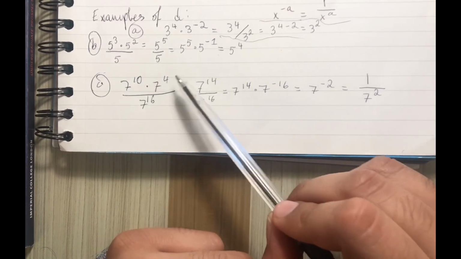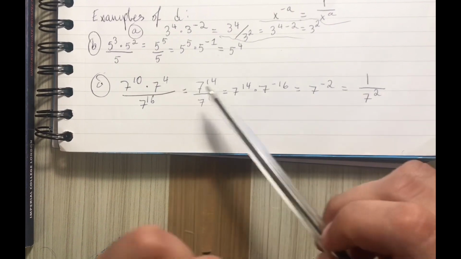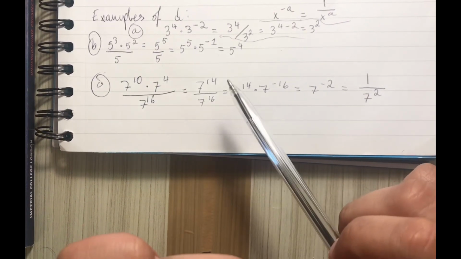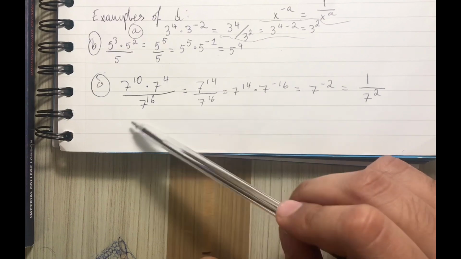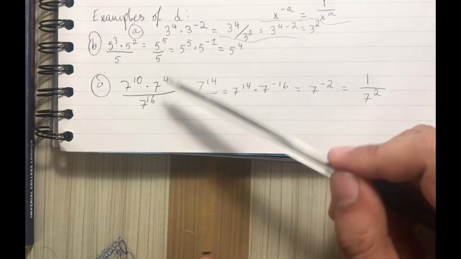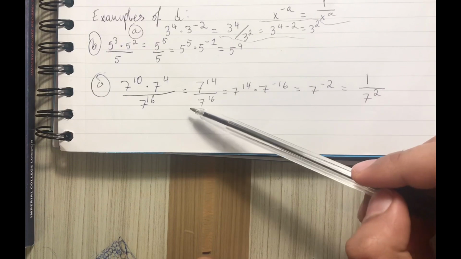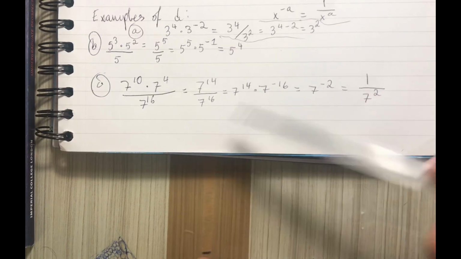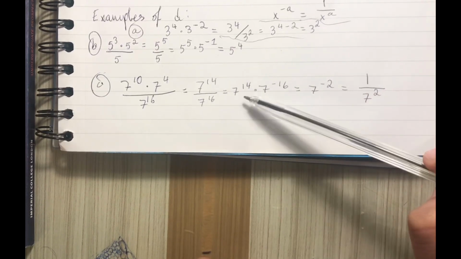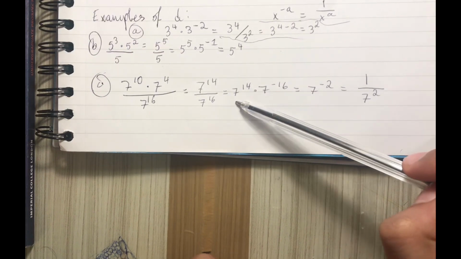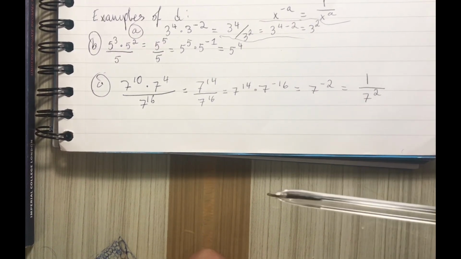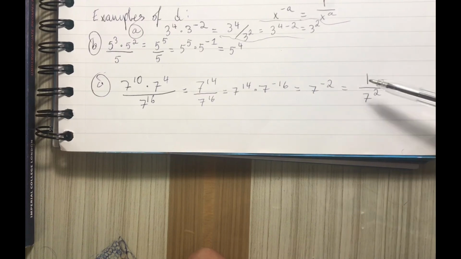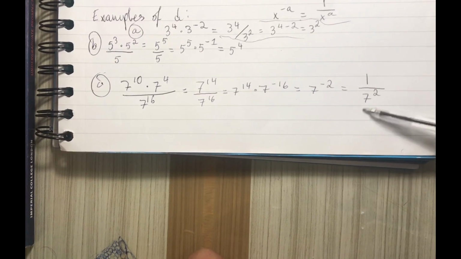For part C, we have 7 to the power of 10 times 7 to the power of 4 divided by 7 to the 16. Now, 7 to the power of 10 times 7 to the power of 4, using the multiplication law, is 7 to the 14. Dividing it by 7 to the 16, we'll end up with 7 to the minus 2. To express this as a rational number, you just do 1 over 7 to the 2.